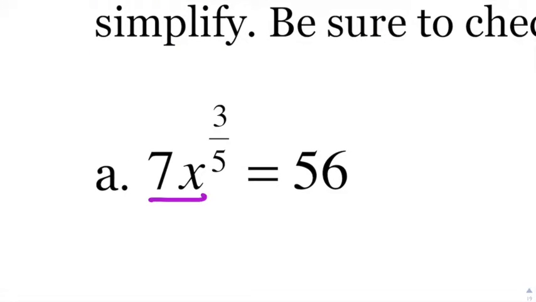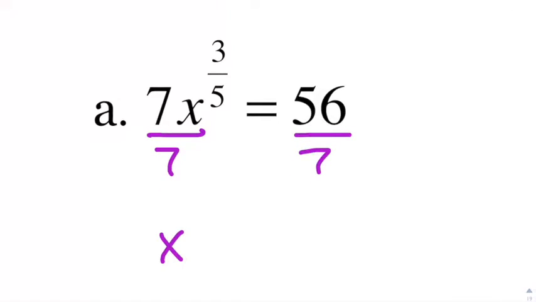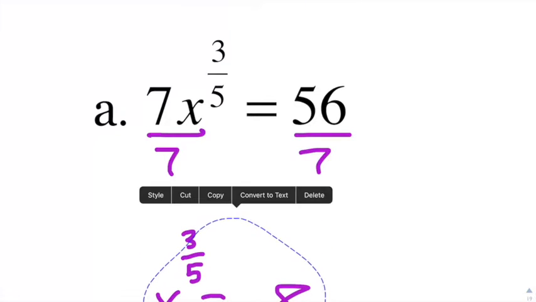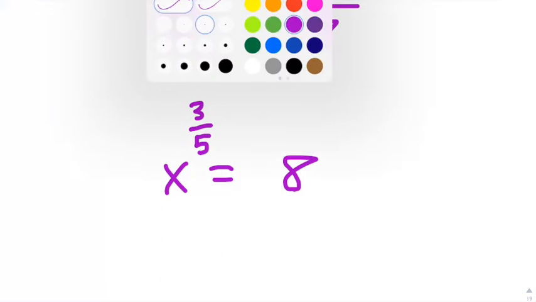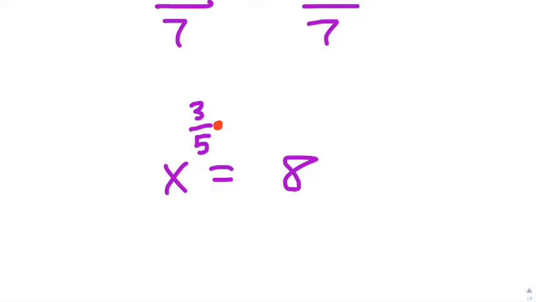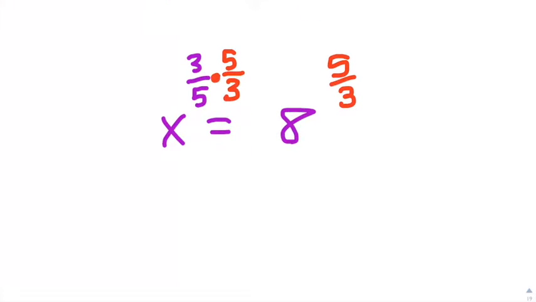So before you begin this problem, you want to isolate x first. So we'll divide both sides by 7. We get 8. So that's x raised to 3/5, that fraction right there. Let me move this down a little bit. So we're going to raise both sides to the reciprocal fraction, 5/3. And that should cancel everything out on the left-hand side. So 8 raised to 5/3.